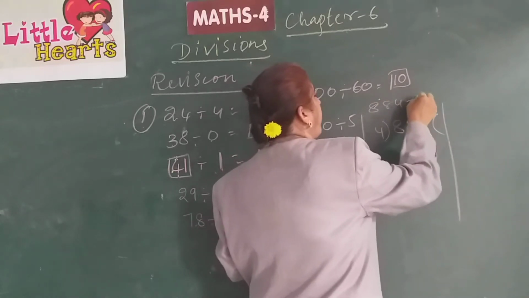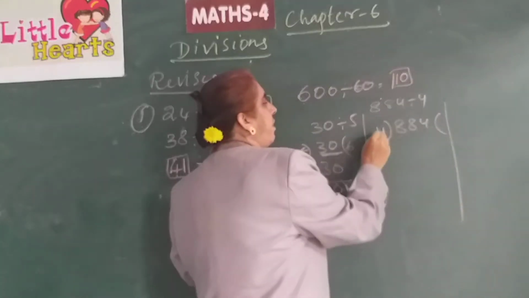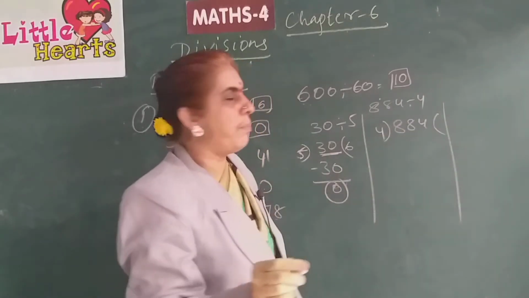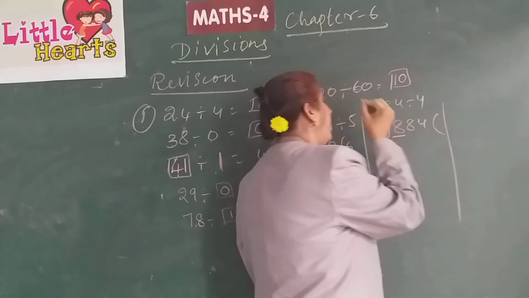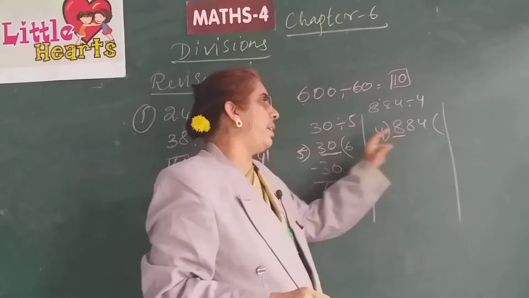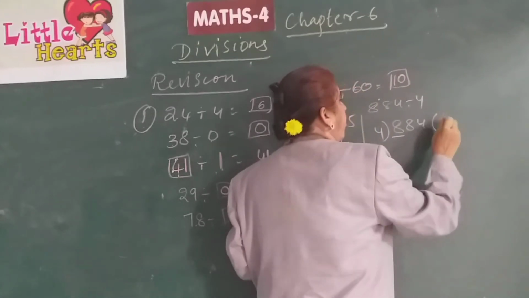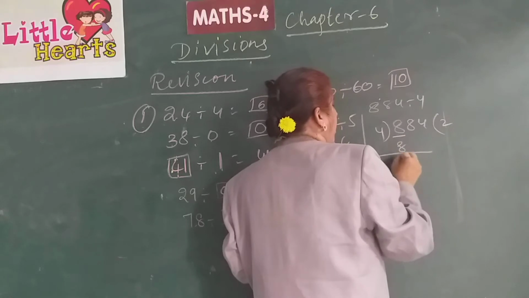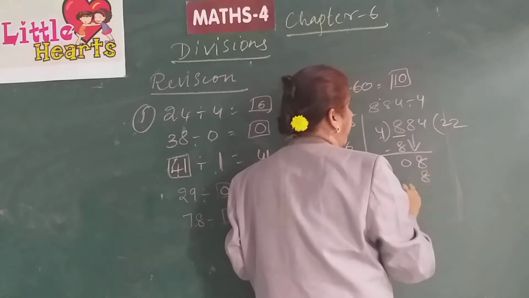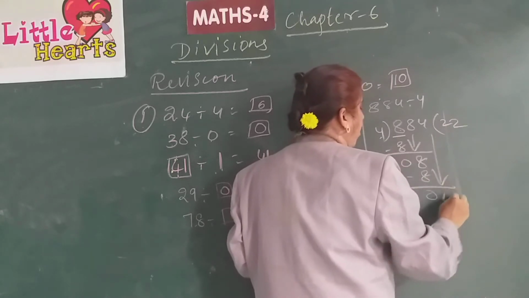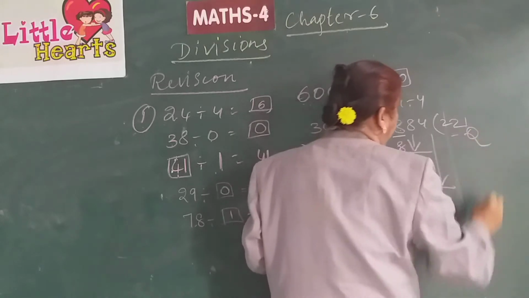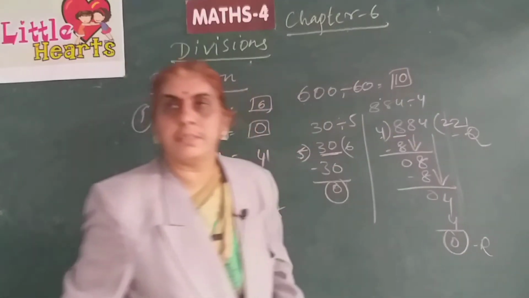884 divided by 4. For this, arrange the numbers like this. This is the dividend, this is the divisor. When it's a 3-digit number, you have to start dividing from the hundreds place only. As 8 is greater than 4, take only 1 digit, 8. 4 2s are 8. 8 minus 8 is 0, bring down 8. 4 2s are 8 again. And bring down 4. 4 1s are 4. So this is the quotient and this is the remainder.